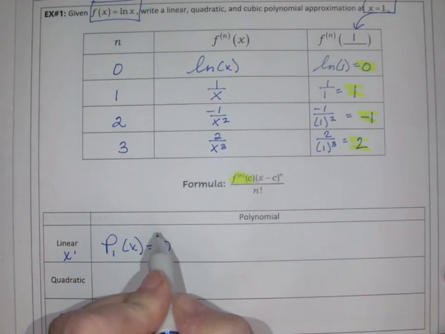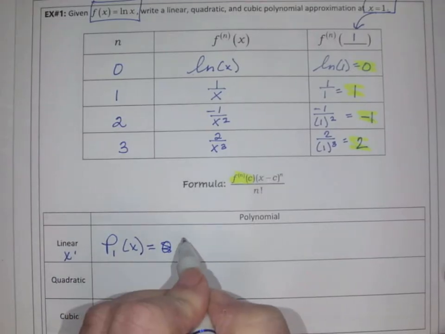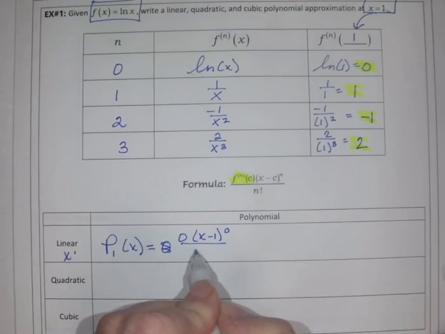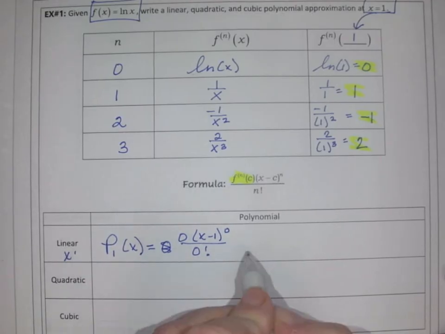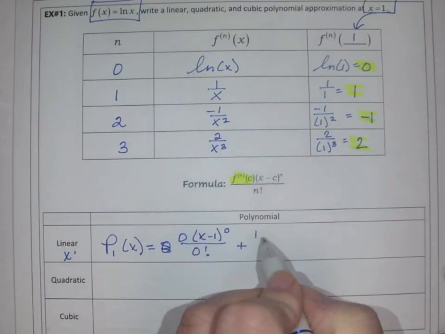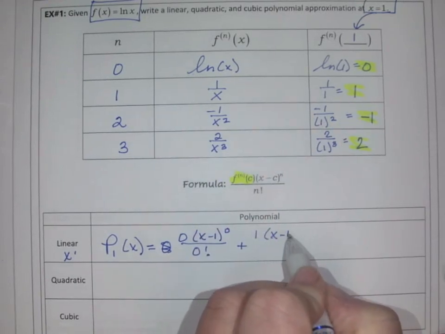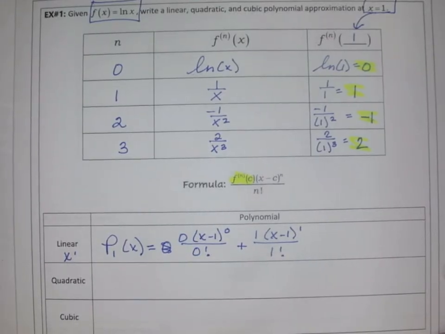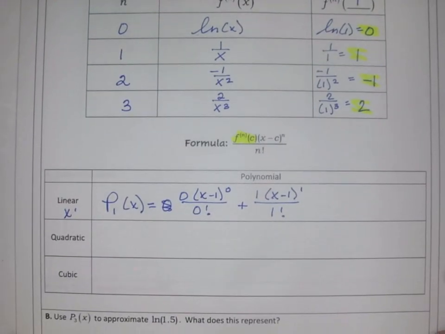Well, let me do it. Okay, let me do this differently. Let's go 0 times (x minus 1) to the 0 over 0 factorial, plus, now we're going to have our next derivative value, which is 1, times (x minus 1) to the first over 1 factorial. So that would be our linear polynomial.